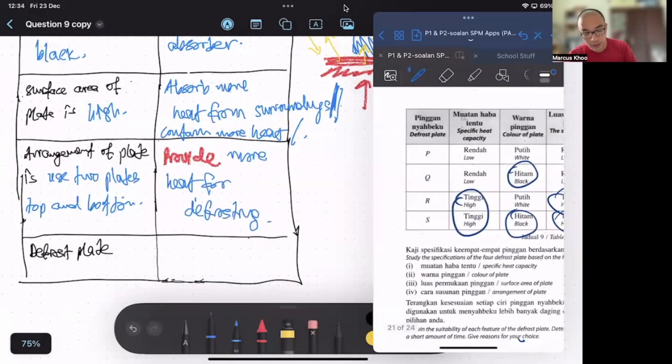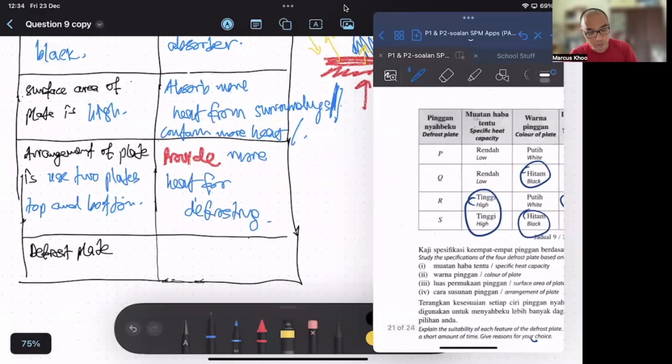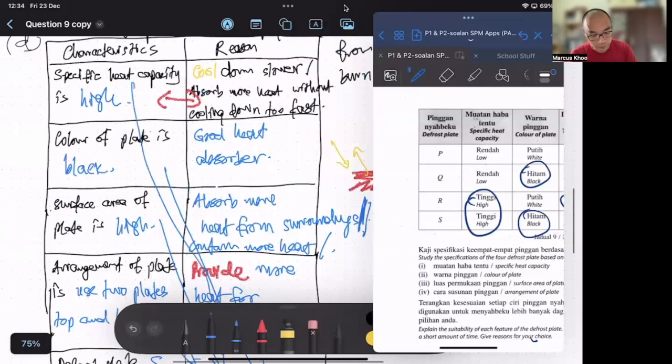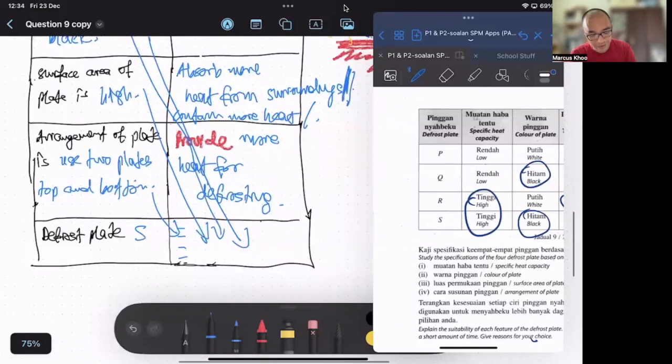And so the best plate will be defrost plate S. Then, as in the previous videos, remember that here you need to have 4 points. You need to write point 1, point 2, point 3, and of course, point 4. Rewrite all the 4 points over here to get that 10th and most important mark.